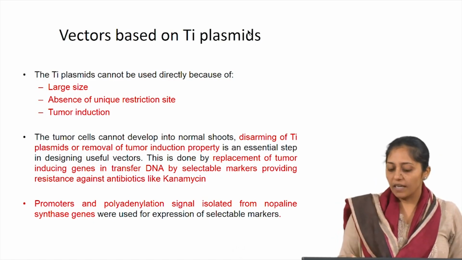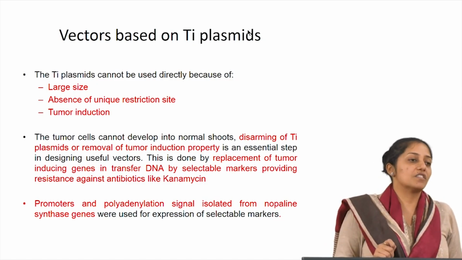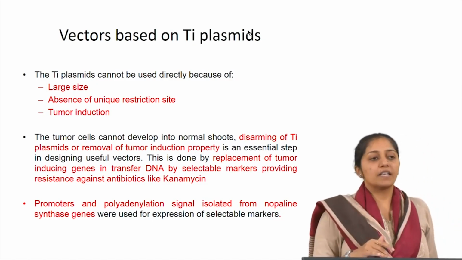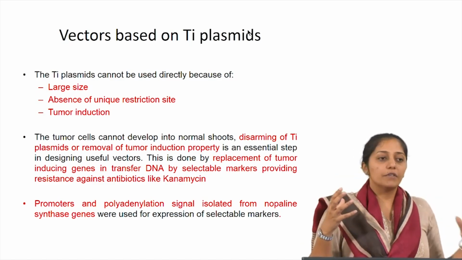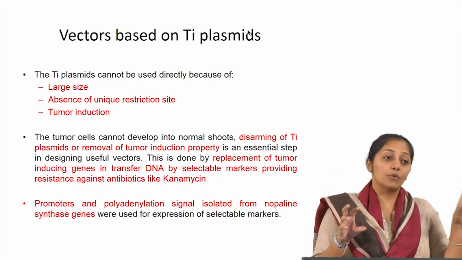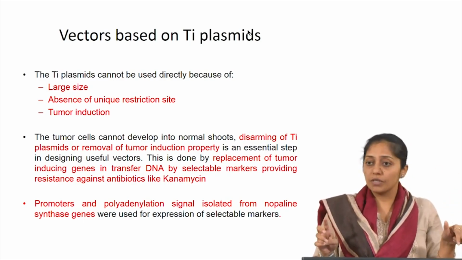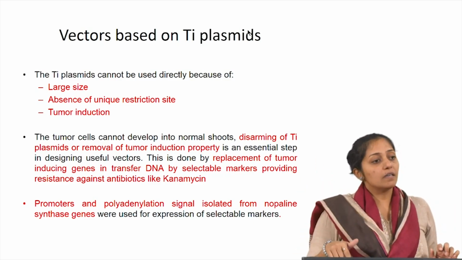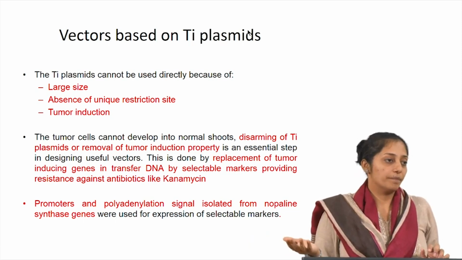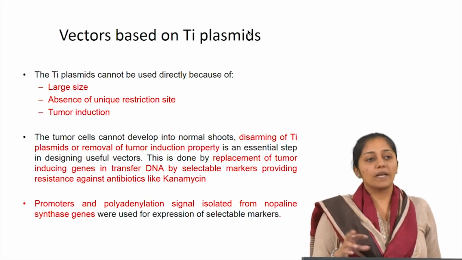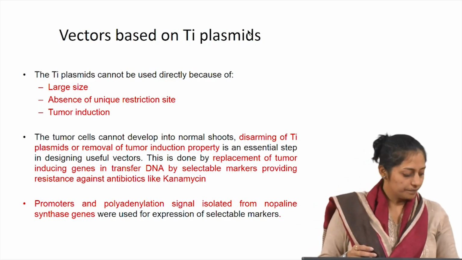Promoters and polyadenylation signals are isolated from nopaline synthase genes. Because in nature these opines are already getting expressed, people have utilized the same expression promoters like the CaMV 35S promoter. Then here the nopaline synthase 3' UTR is used because it has been found to express very well in plants.